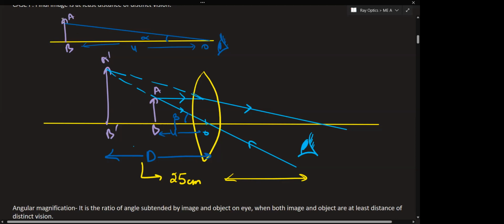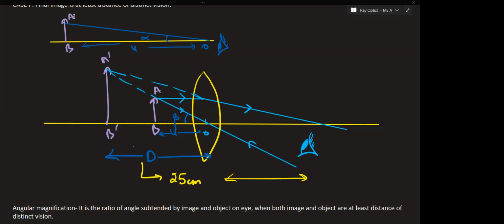Whereas the angle that is subtended by the object at the eye, this angle, is alpha. A dash B dash is the final image. This is AB. So A dash B dash is subtending angle beta at O. And AB is the object that is subtending angle alpha at O.